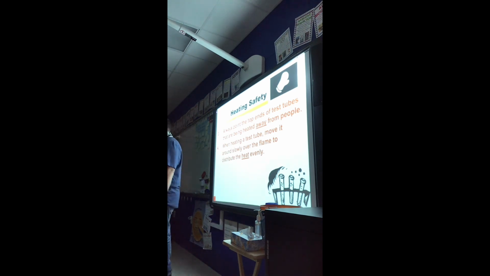Test tubes. You don't have to worry about heating test tubes in 4th grade. If there's any heating of test tubes, I'll do it. But you usually put them at an angle. That way, you have to rotate it back and forth. That way, the heat doesn't stay in one spot.